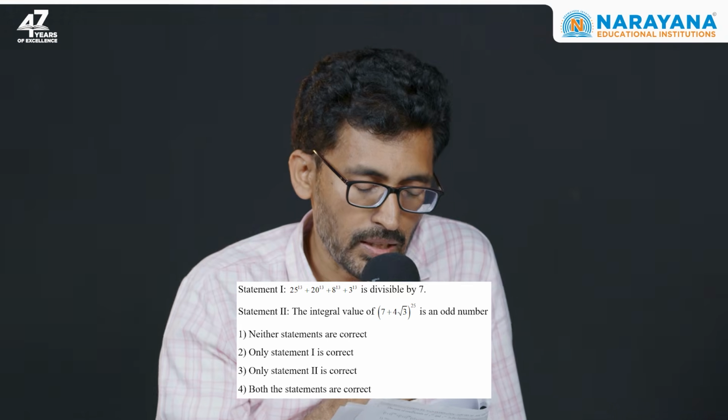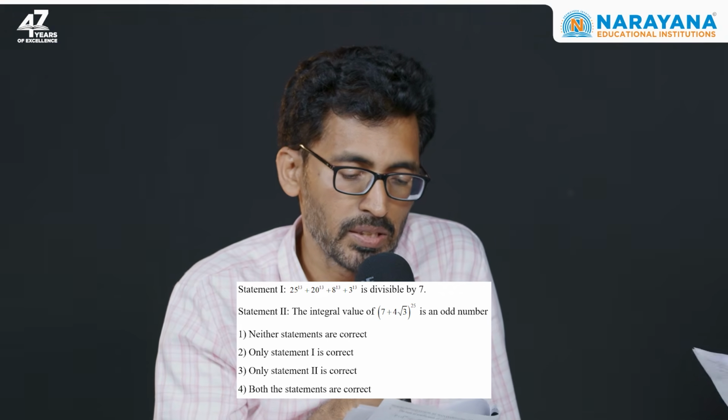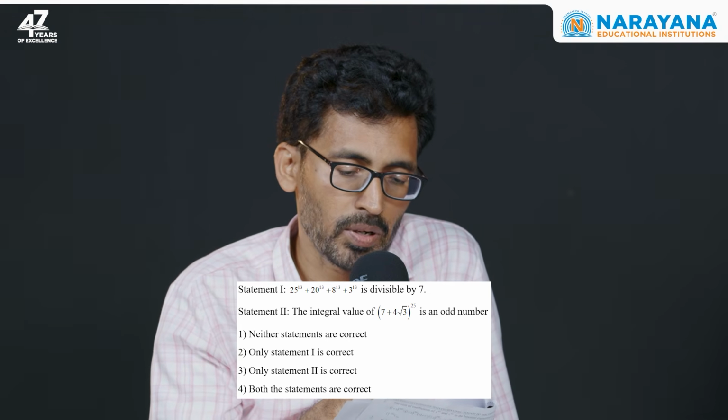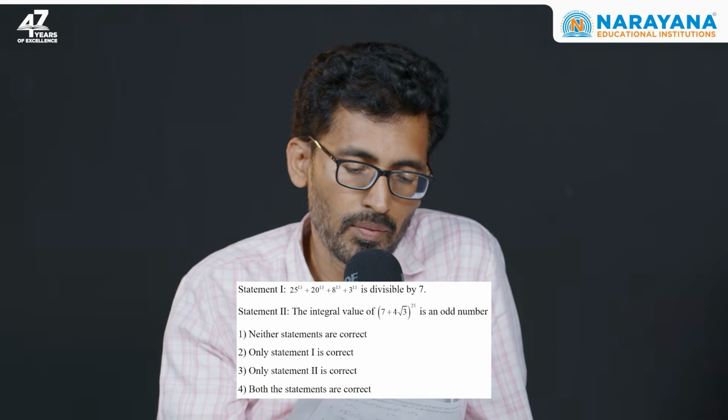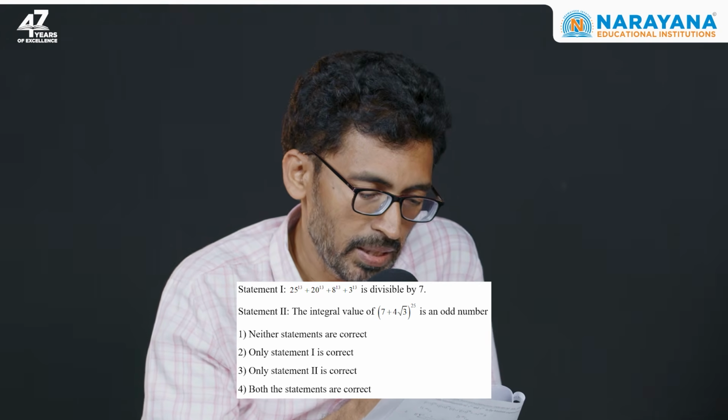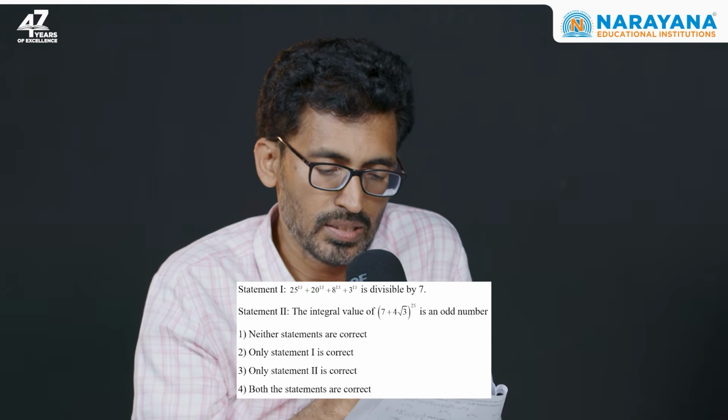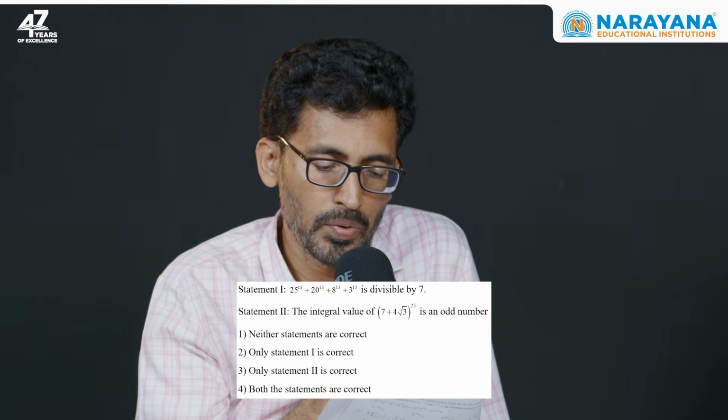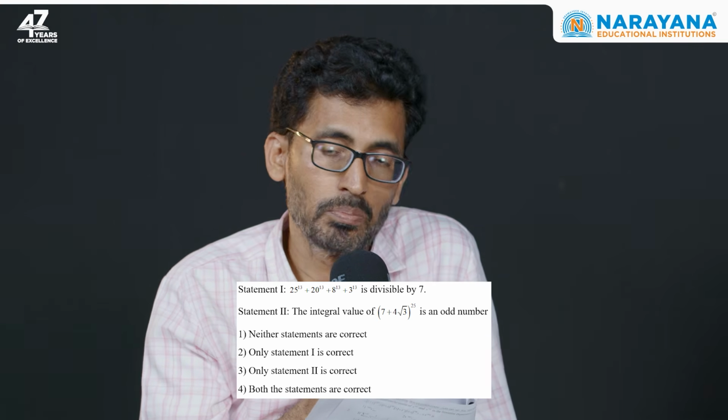Then we have question number 11, where there are two statements. Statement 1 is based on a standard result: x to the power n plus y to the power n is divisible by x plus y when n is odd. And statement 2 is a familiar question. The students who were preparing seriously might have done this question before.